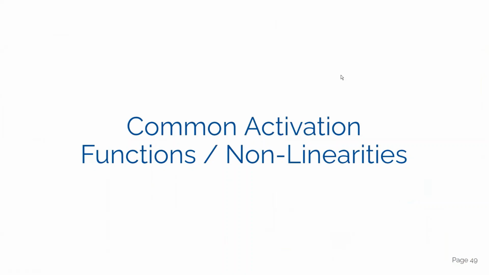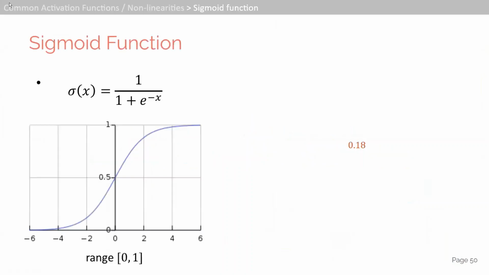So here are some common activation functions for nonlinearities. First is the sigmoid function. This is what's being used in logistic regression. You have a range of 0 to 1.